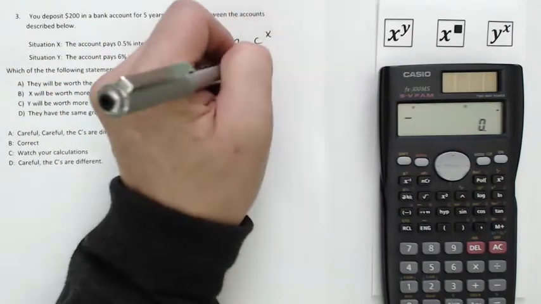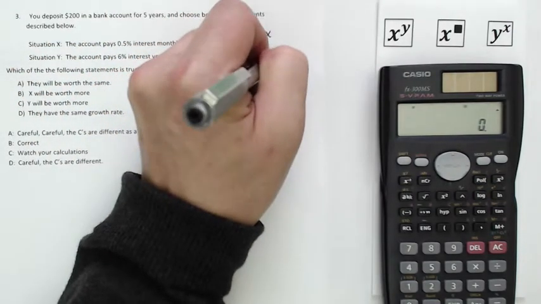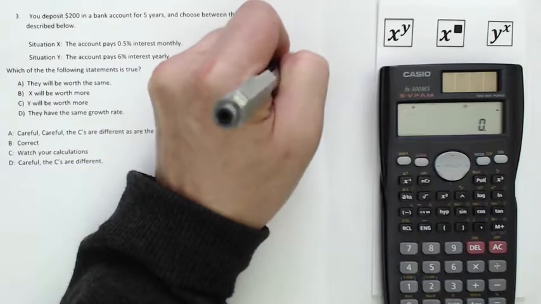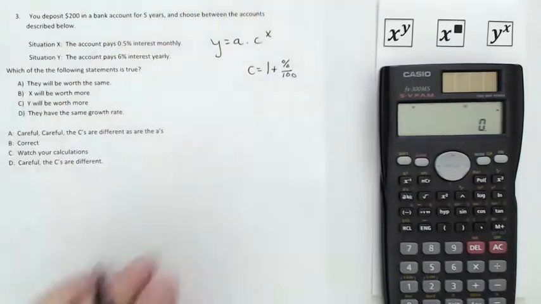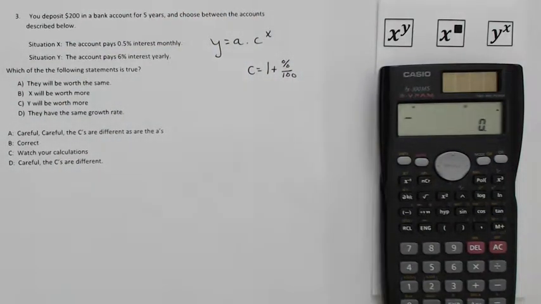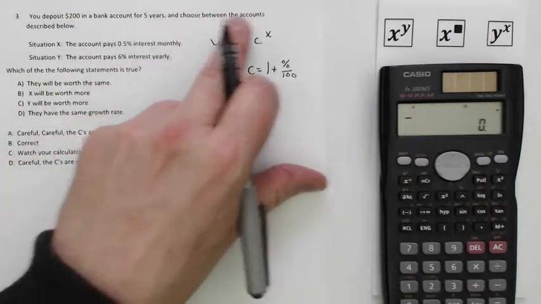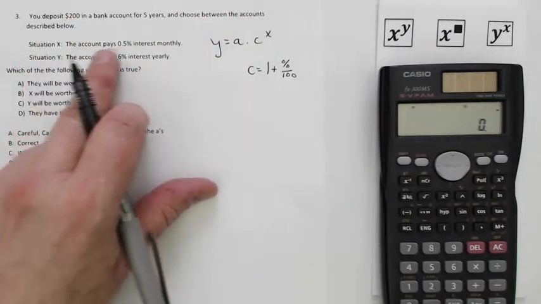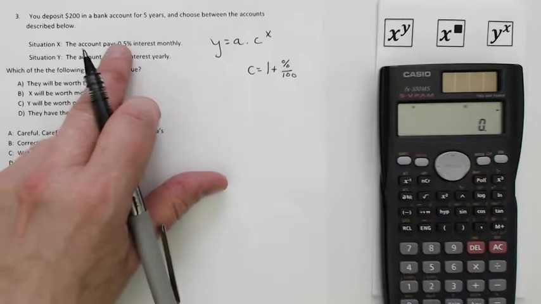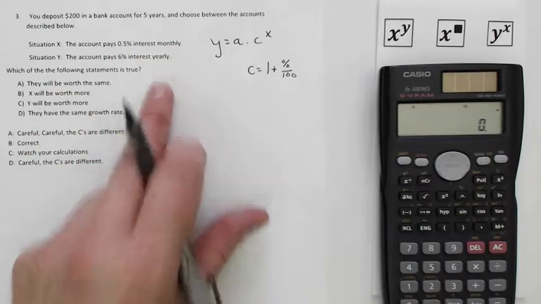c will be equal to 1 plus the percentage divided by 100. Having that in mind, $200 in the bank account for 5 years, and we have to choose between each of these two accounts. The first account pays 0.5% monthly, the second account pays 6% yearly.